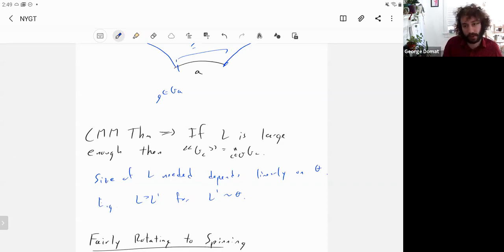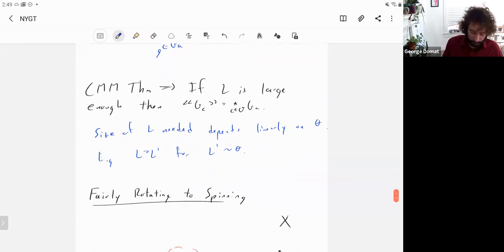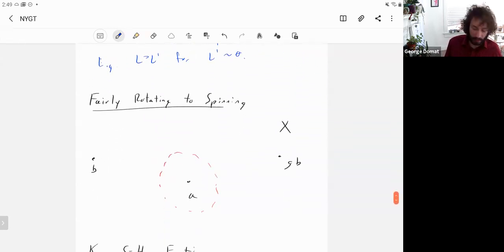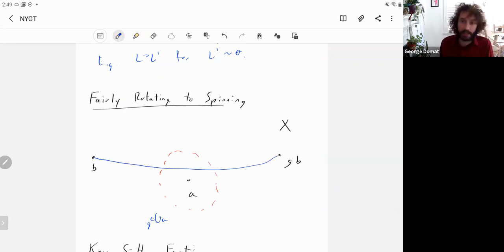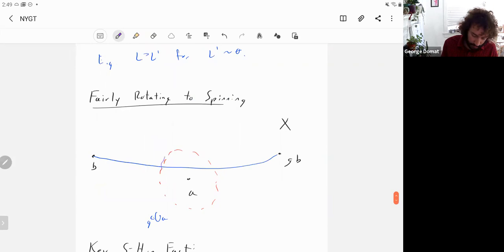Great. So now let's see how we go from the fairly rotating to the spinning. How do we define our distance? We want to take some A and then some other point B. Now this is all happening in X, the delta hyperbolic space. Then you take some g in GA, and we hit B by g, and now we draw the geodesic between them. What is the distance from the perspective of A between B and gB? Well, it's basically this distance. So we need to argue that this is large.